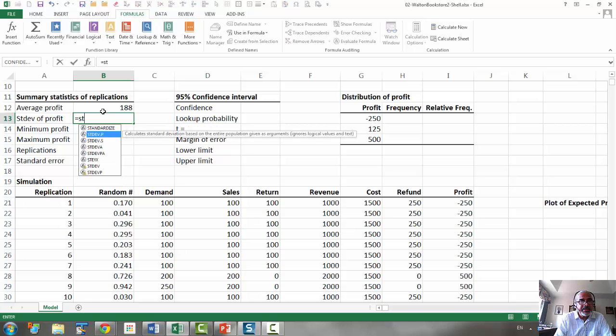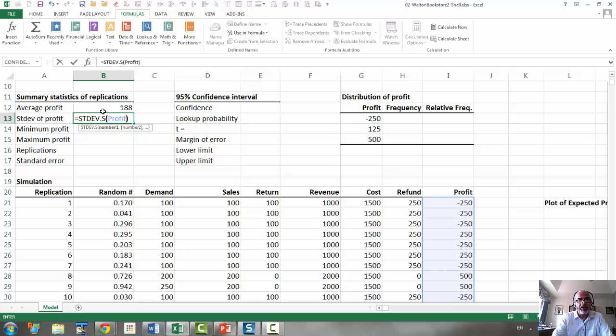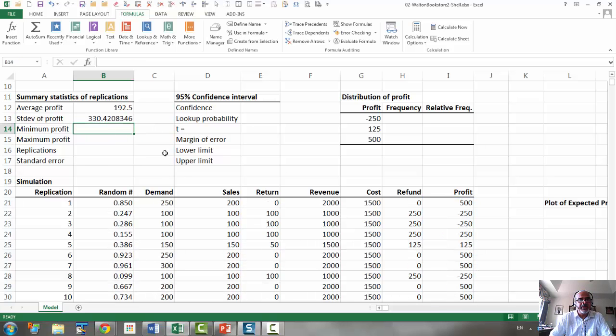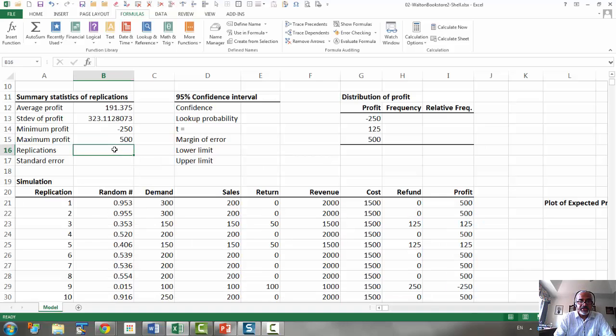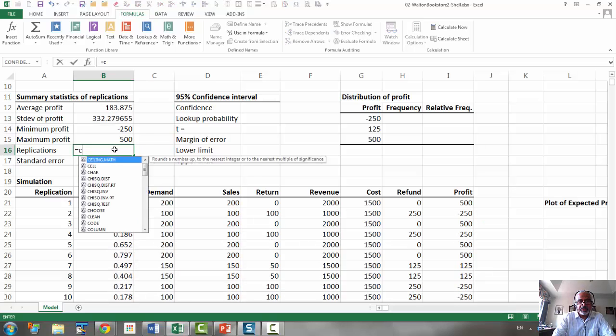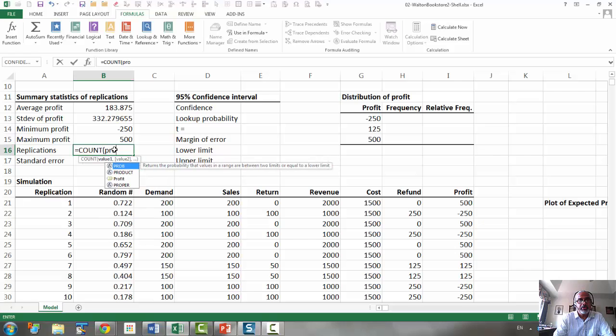Standard deviation is STDEV.S, and again for profit. So that's the standard deviation. The minimum profit is MIN, and the maximum profit is MAX. Now replications is the count of profit.